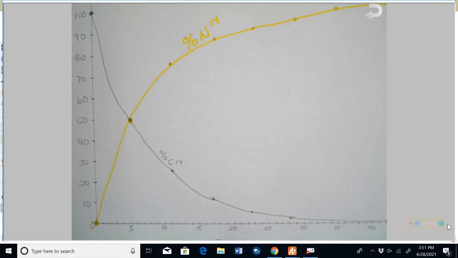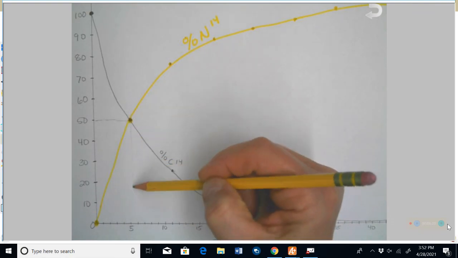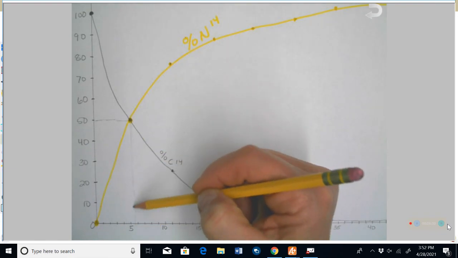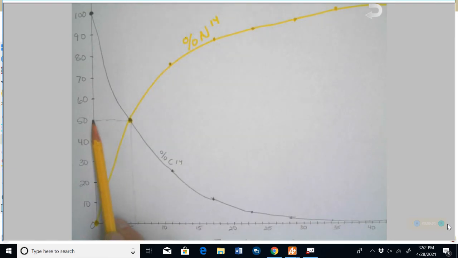So a graph is another way to represent radioactive decay, and if we wanted to know how long it takes for carbon-14 to decay, we could read it right from the graph. We'd go to 50%, and then we would read down and estimate how much time that is. So you can read information from the graph pretty easily if you remember that idea that every half-life, half of the radioactive material will decay or change into the stable daughter product.